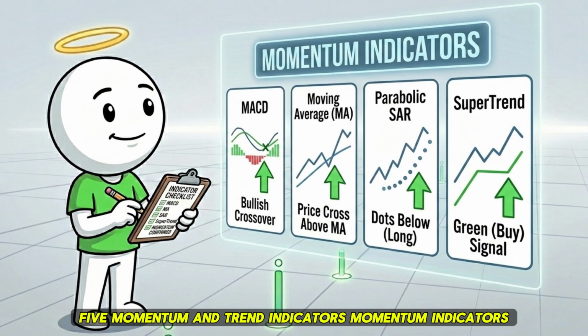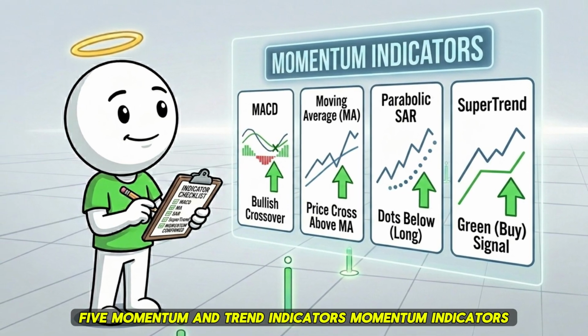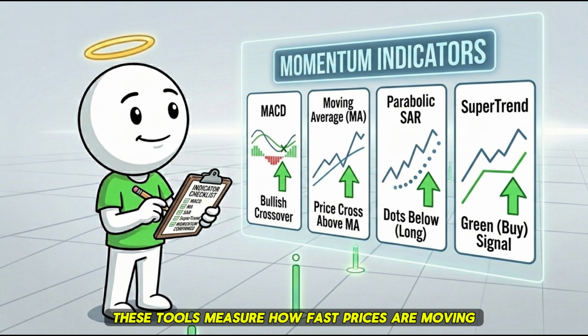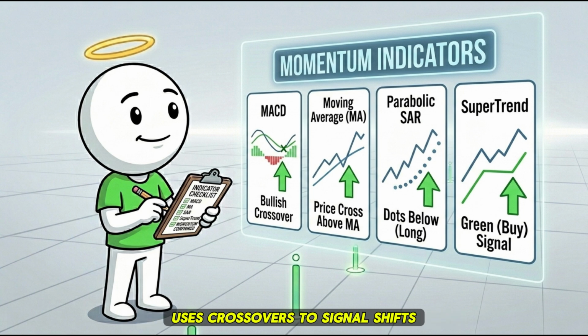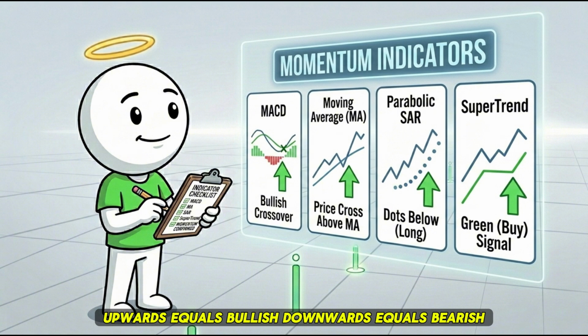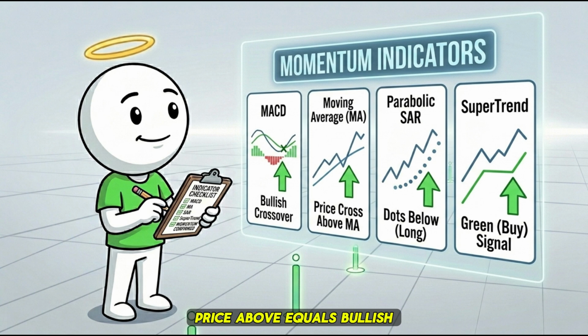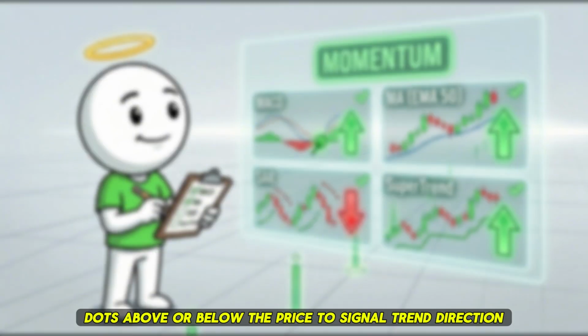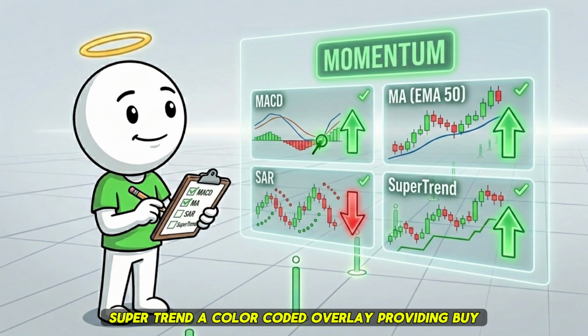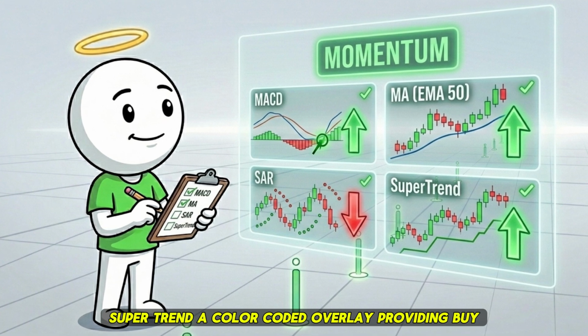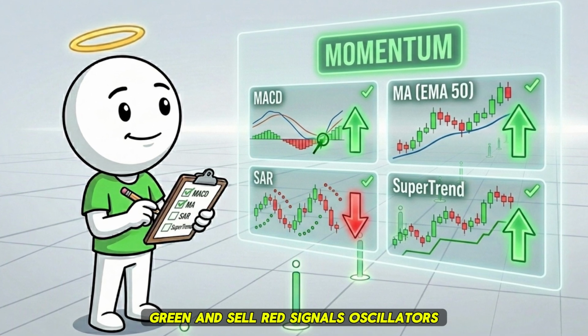5. Momentum and trend indicators. Momentum indicators. These tools measure how fast prices are moving and the strength of the current trend. MACD uses crossovers to signal shifts. Upwards equals bullish, downwards equals bearish. Moving averages, a simple trend filter. Price above equals bullish, price below equals bearish. Parabolic SAR uses dots above or below the price to signal trend direction. Super trend, a color-coded overlay providing buy, green, and sell, red signals.